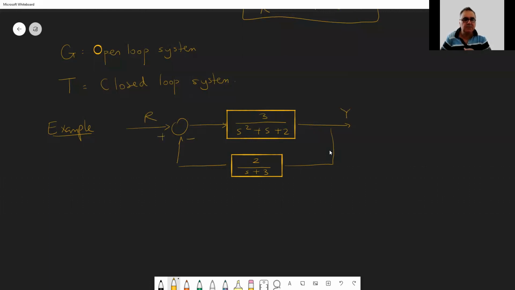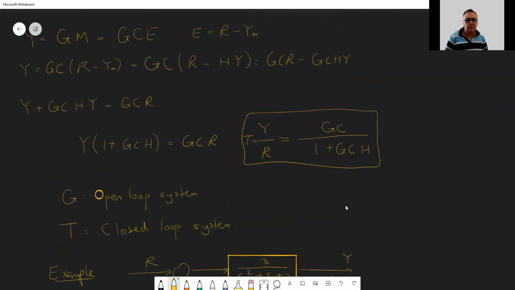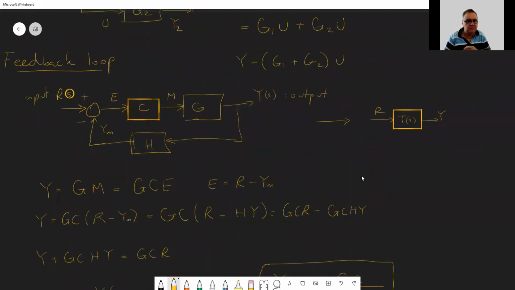Plus minus. By the way, I didn't tell you, there is a minus here, as you can see. This is a minus, okay? This basically means negative feedback. Because of this minus, you have this term here. This is negative feedback.